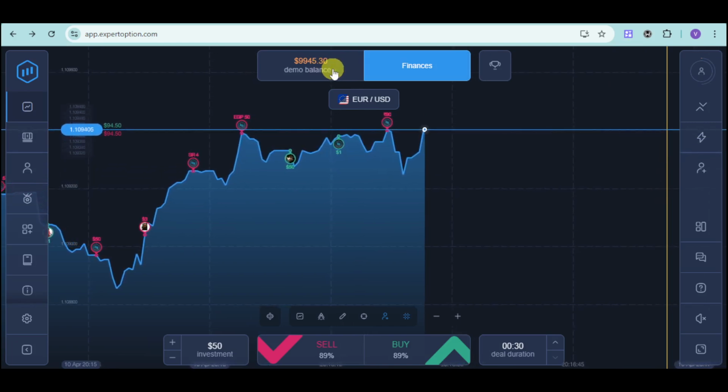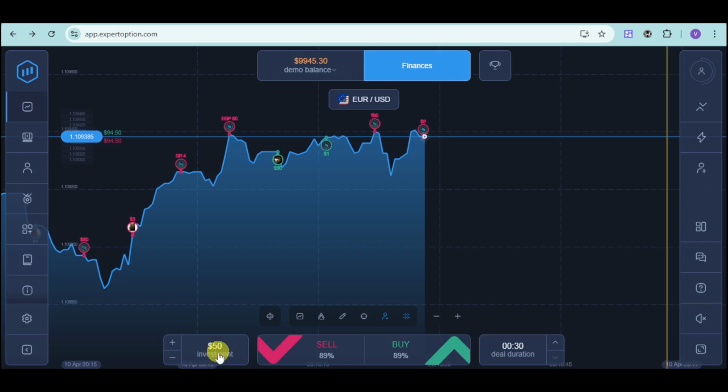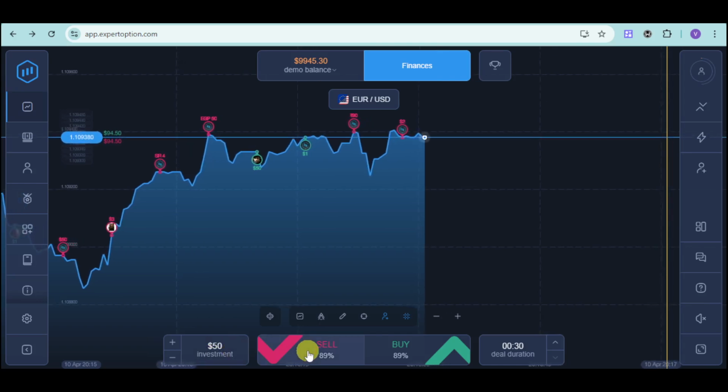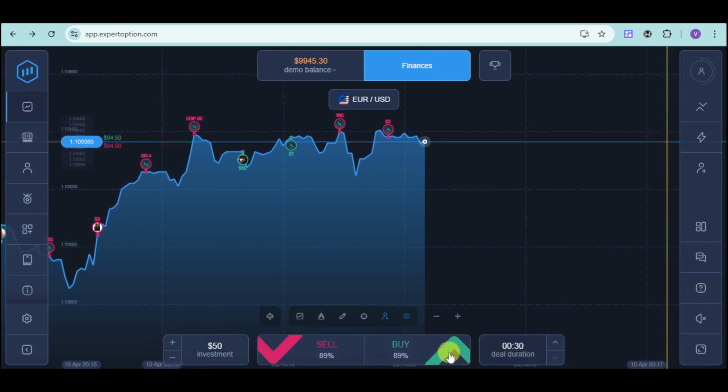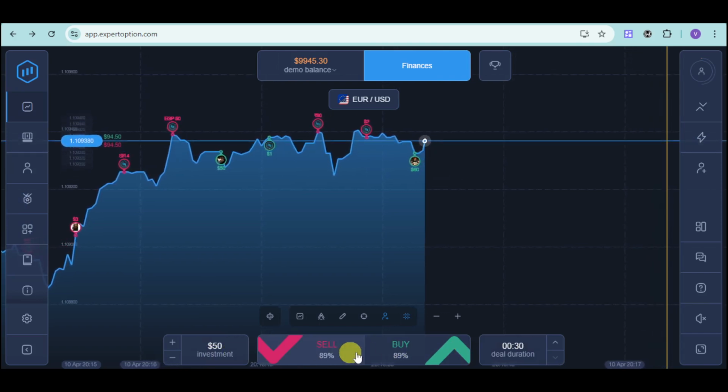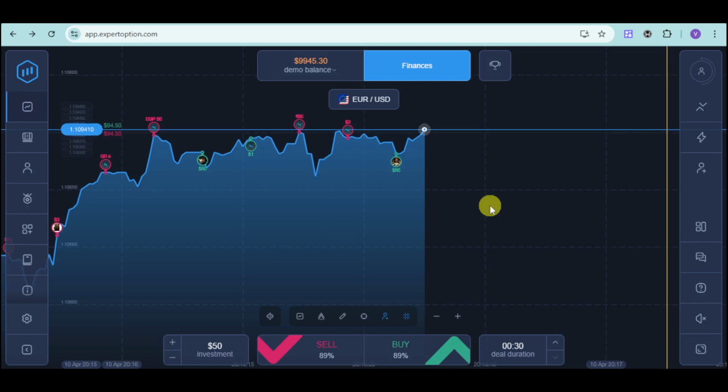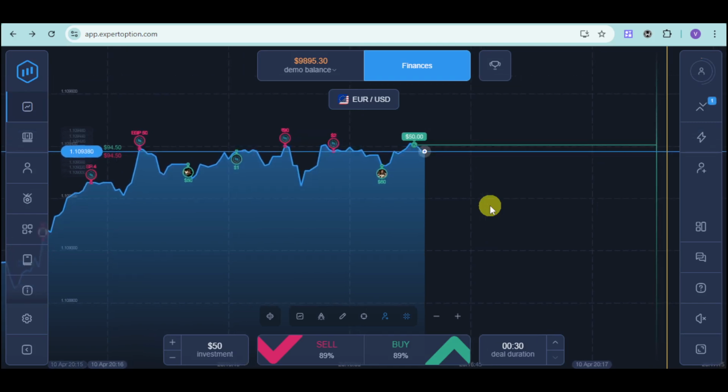And we can see right here that we have the demo balance. So in order to utilize this, just choose here the investment, choose from selling or buying as well as the deal duration, and then choose whether to sell or buy. For this case, I'll head over and then buy something.